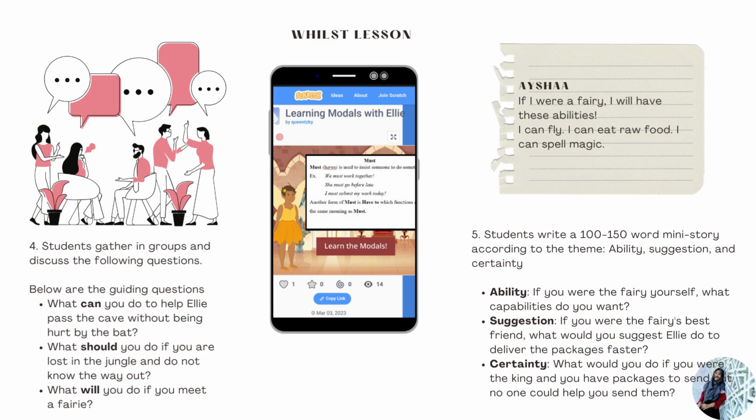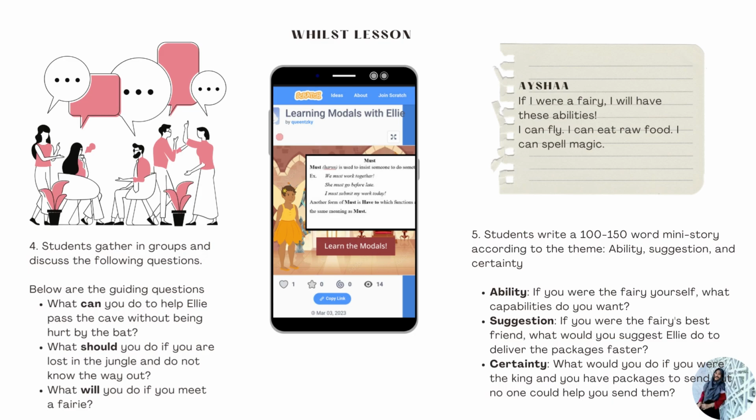Next step, they can create a story based on their answers to the guiding questions. Here, the teacher provides themes like ability or capability, suggestion, and certainty. Basically, in the ability part, I already provided the guiding question, which is: if you were the fairy yourself, what capability would you want? And in terms of suggestions: if you were the best friend of the fairy, what would you suggest the fairy or Ellie do to deliver the packages faster?